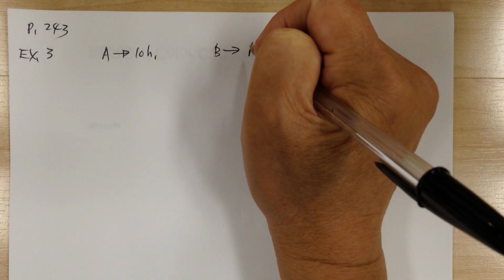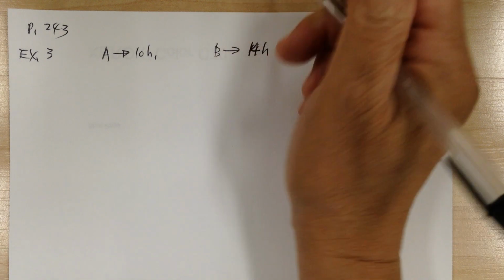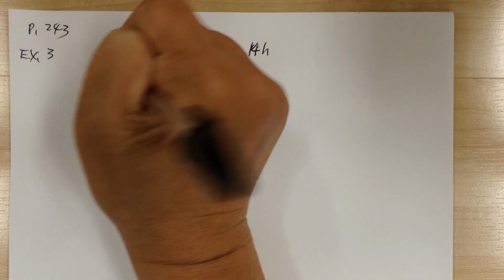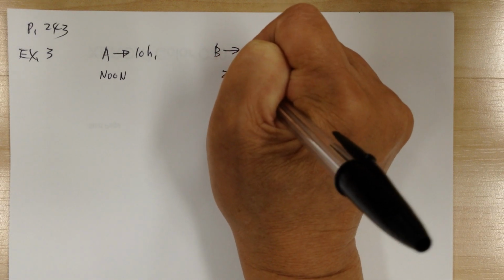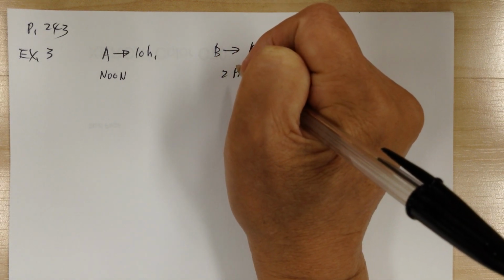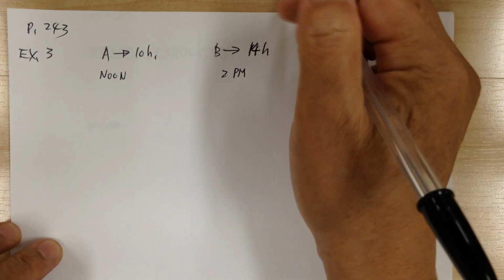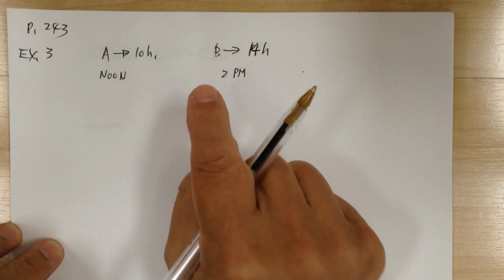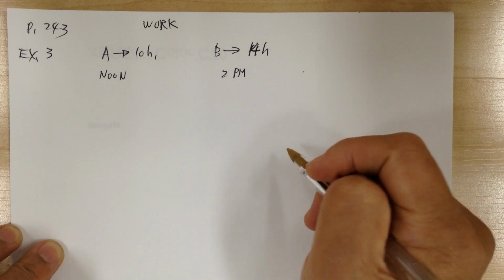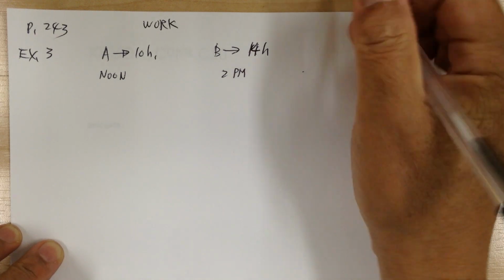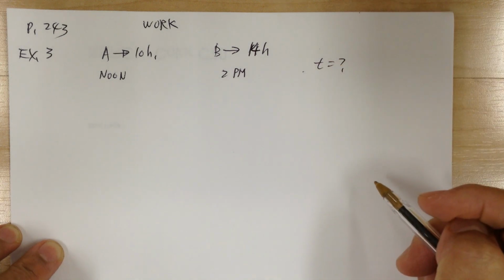And so crane A started to unload the ship at noon and was joined. So start at noon. And this one starts at 2 p.m. Okay, at what time is the unloading job of the ship complete? Okay, so this is a work problem. So for the work problem, what you need to do is, so the time, at what time, okay?